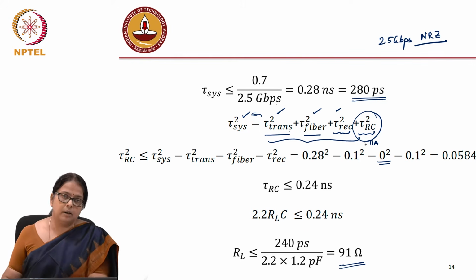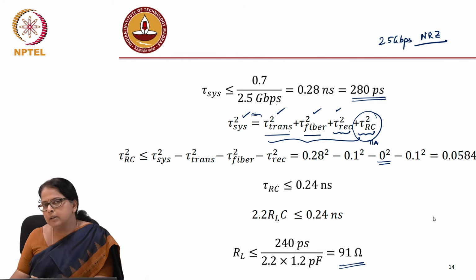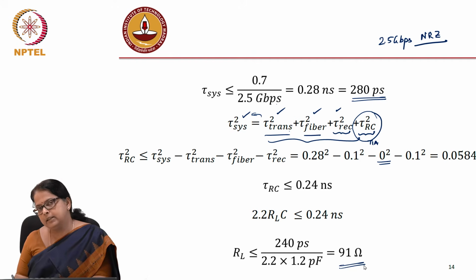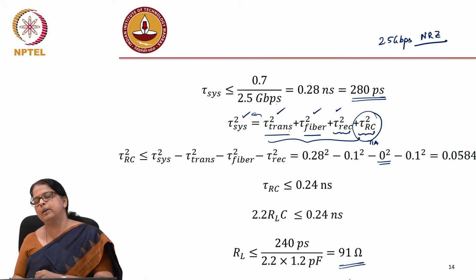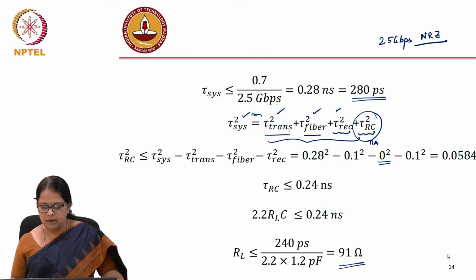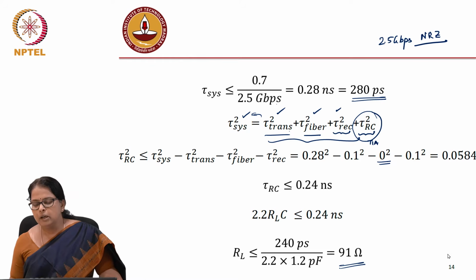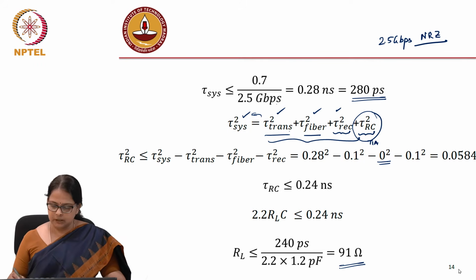Okay, so you have to effectively change the output impedance of the receiver. You can play around and change it to be a number less than 91 ohm. Once it is less than 91 ohm, you can respect the rise time requirement of a 2.5 Gbps system. So here again you did not face a problem because of the fiber, because you are operating at 1310 nanometer.